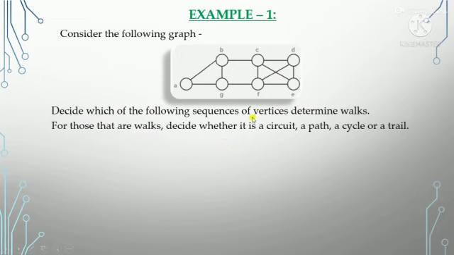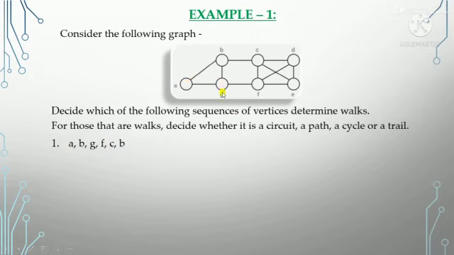So first we have to see whether that becomes a walk or not. After that, if it is a walk, then we have to decide whether it is a circuit, a path, a cycle, or a trail, right? So first of all, suppose we have this A, B, G, F, C, B. Suppose, so you can see whether this becomes a walk or not.